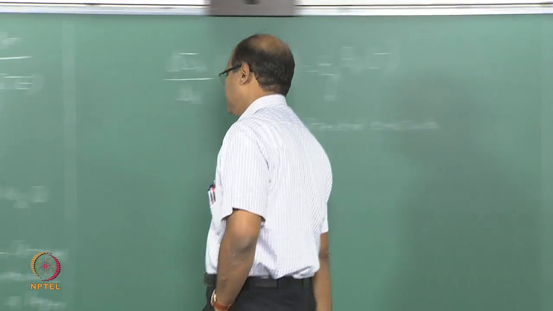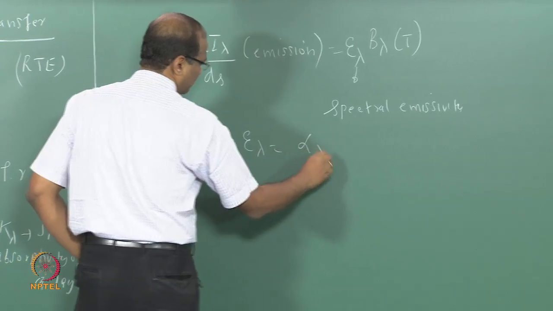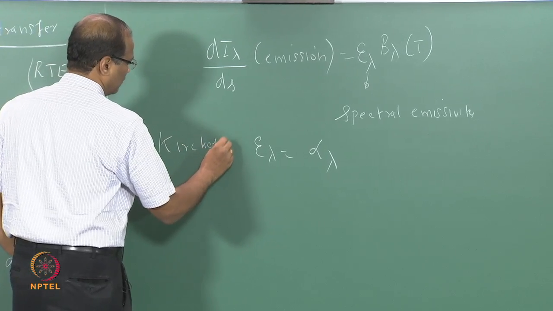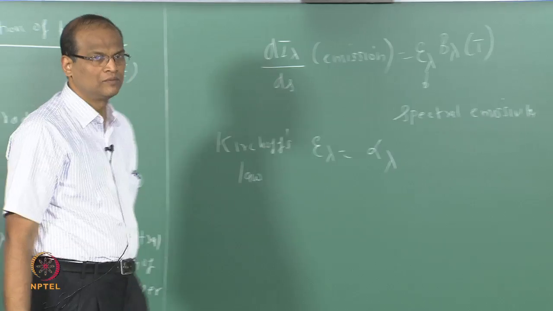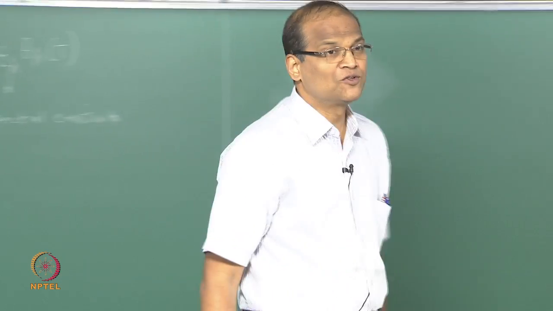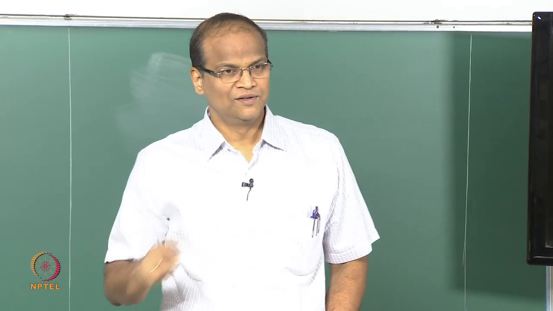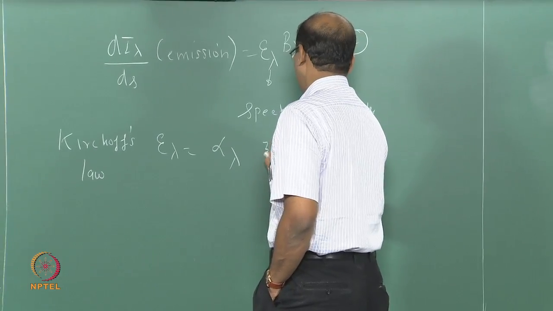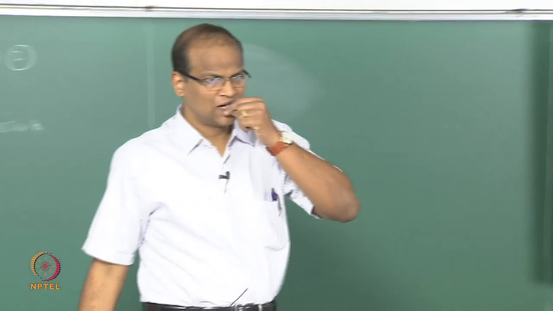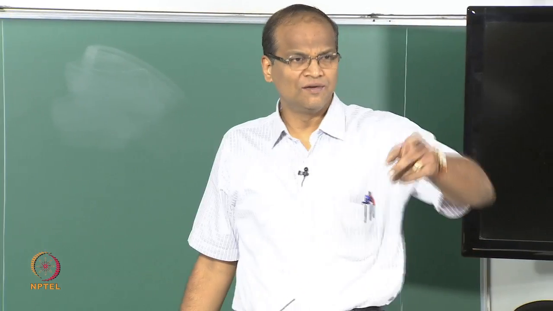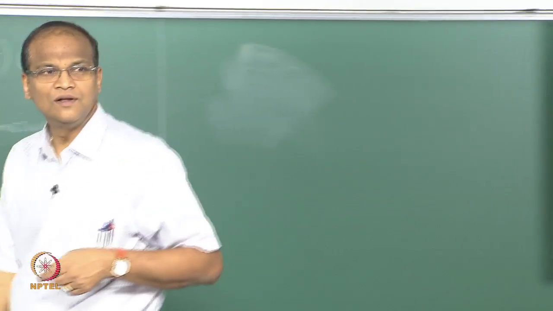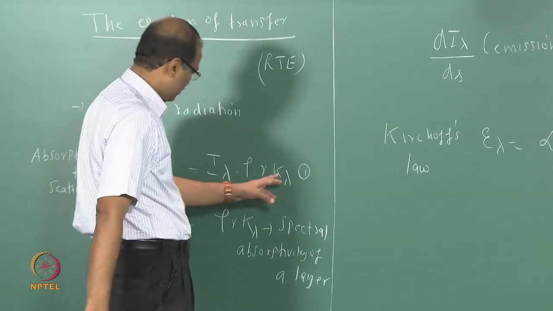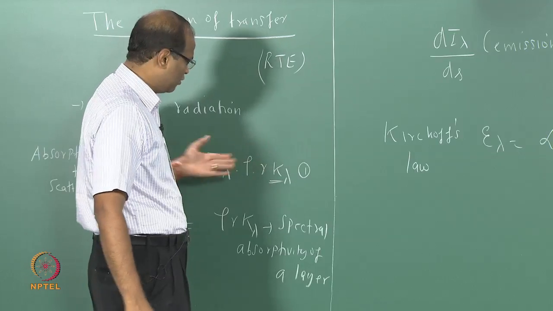So I'm going to say this is from Kirchhoff's law. I was just flipping through the notes to see whether I am using kappa lambda or alpha lambda, okay, so that I don't mess up. Kappa lambda was what? What is the definition for kappa lambda? Absorption coefficient, okay. So this is absorptivity, and this is the absorption coefficient. I just had a doubt whether I was mixing them up, but it is fine. There is kappa lambda into rho into, fine.